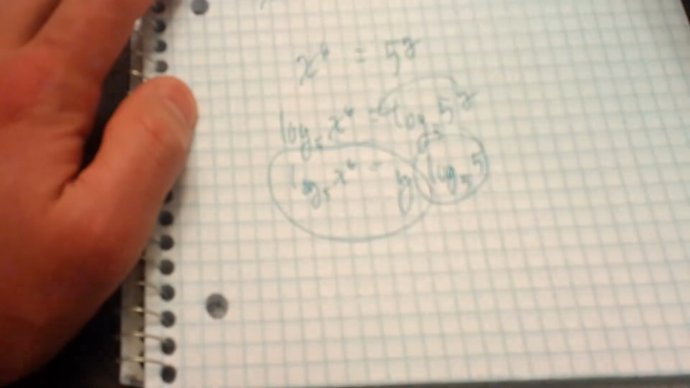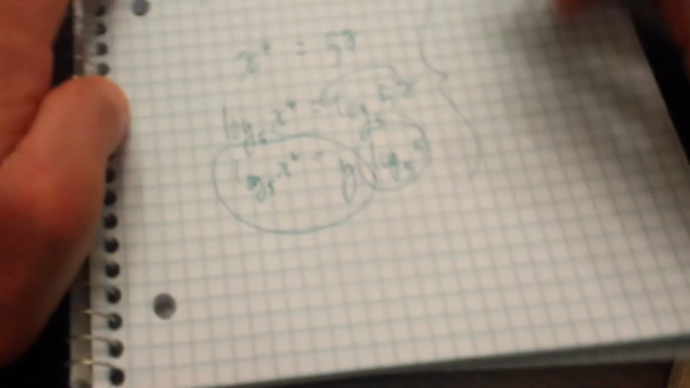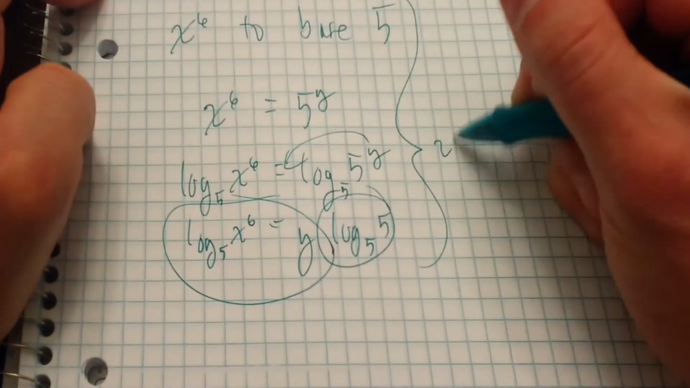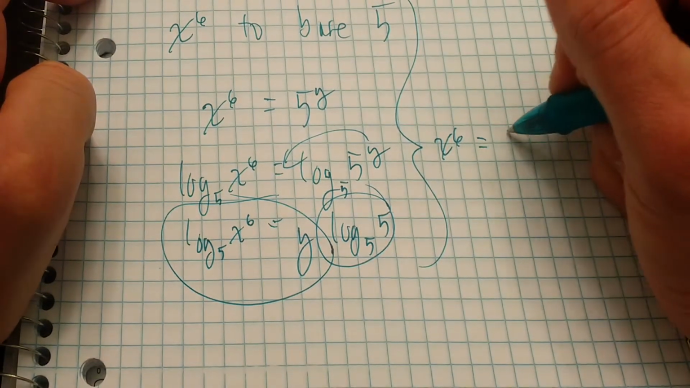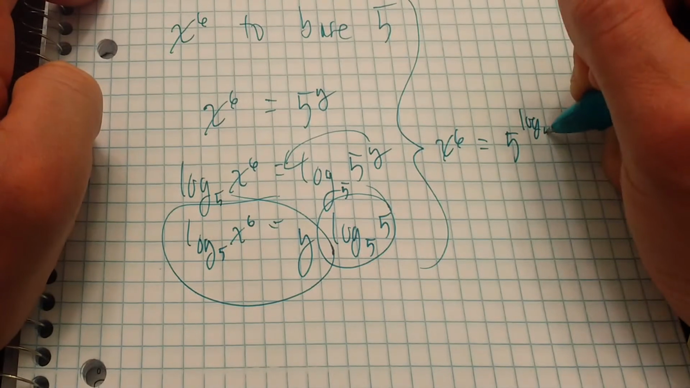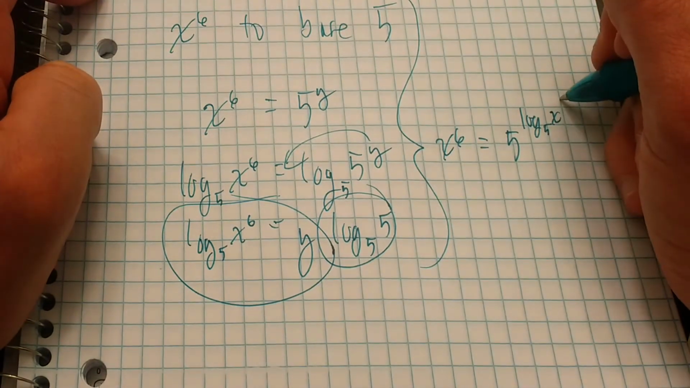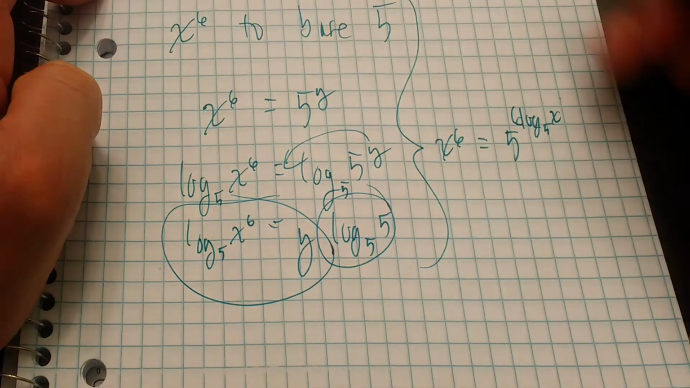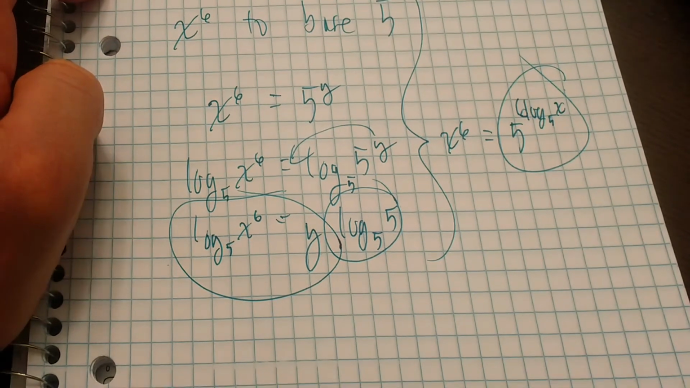So we actually already have our answer there. So we can write it now. x to the 6 can be written as 5 to the, what was my answer? Log base 5 of x to the 6, right? And you can move the 6 out front here and call it that coefficient.